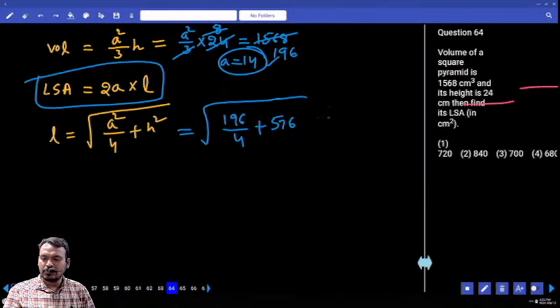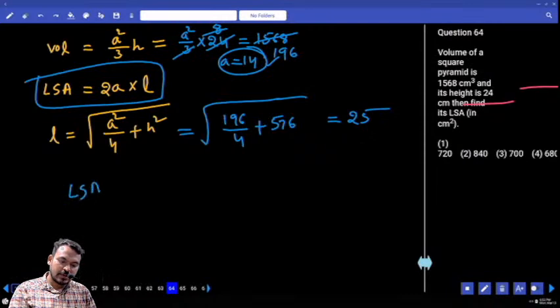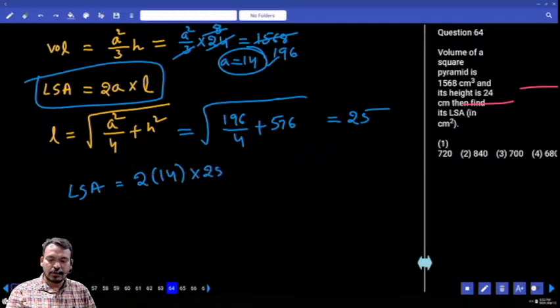Then L equals 25. But we required lateral surface area, so we write 2a into L. 2 into the a value, 14, into 25. 25 twos are 50, into 14 means 700.